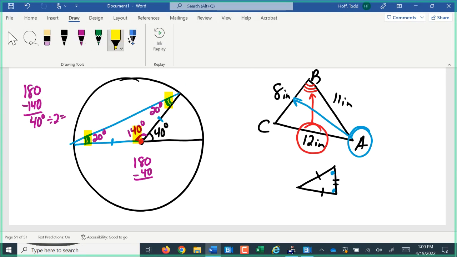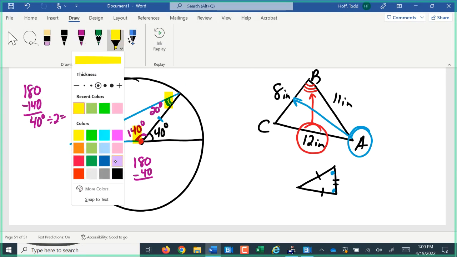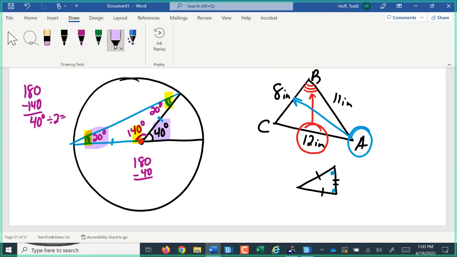Well, that just affirms our relationship here, that 20 is half of the 40. This would have been a 40-degree arc out here because it has a 40-degree central angle. So the central angle is equal to the angle of the arc. The inscribed angle is half of the angle of the arc.